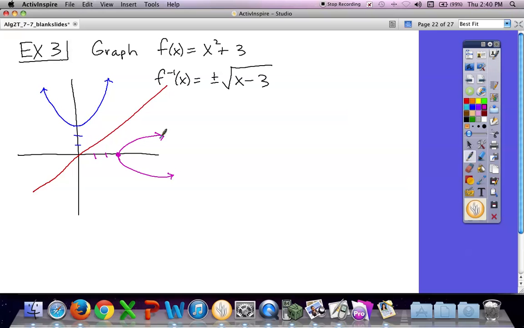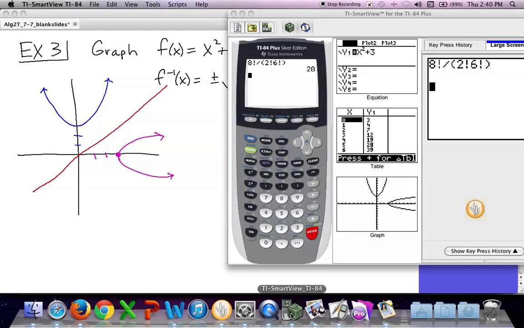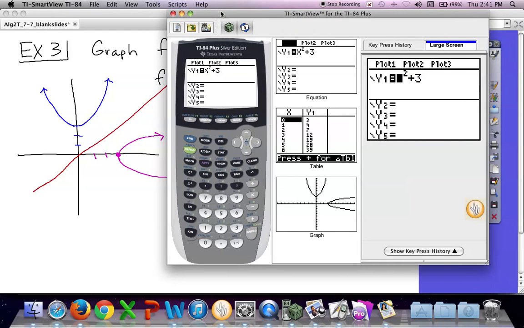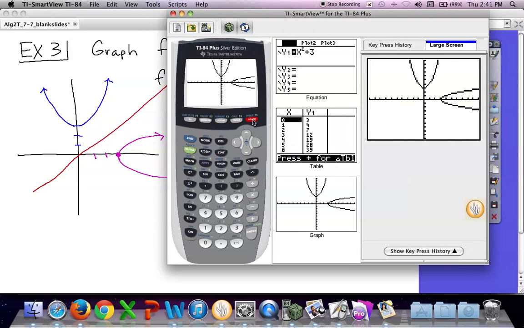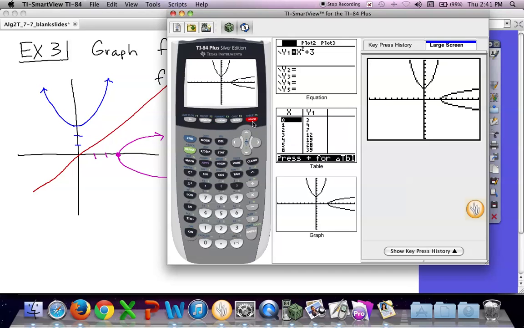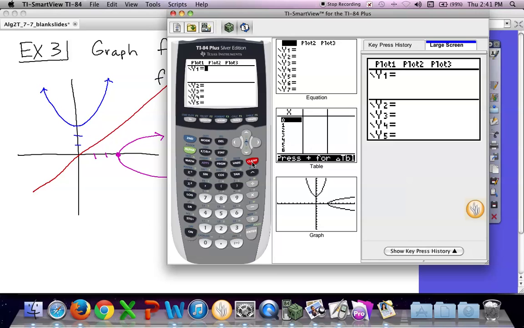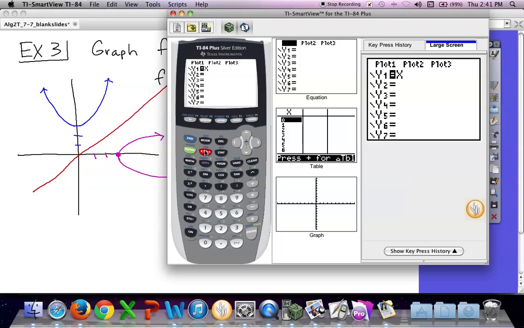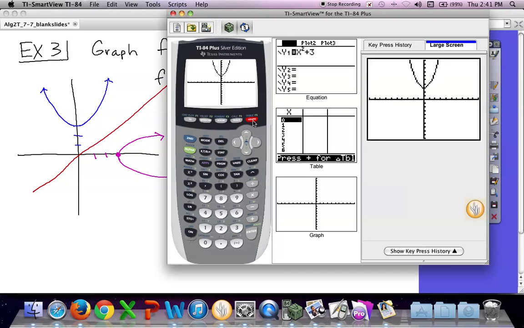Now, you could do that in your calculator, too. If you go to your calculator, watch this. Okay, so I have the x squared plus 3 is already in there. And here's the graph. I don't want that in there. Okay, let me do it again. So here's x squared plus 3. Graph. And that's what we expected.